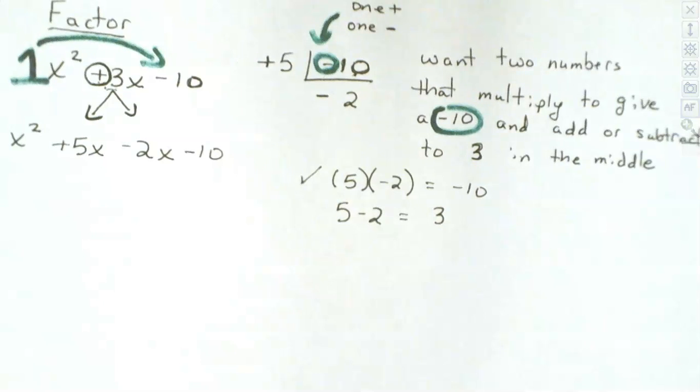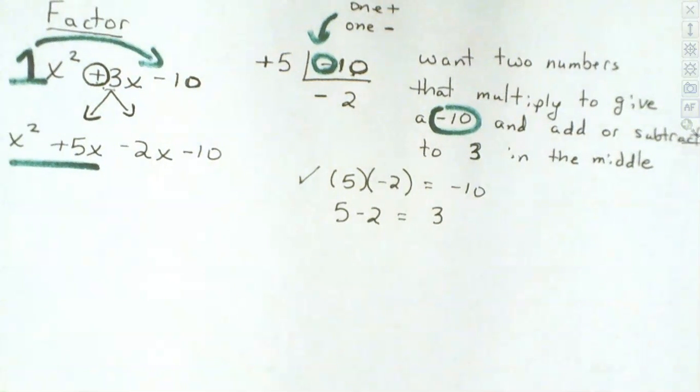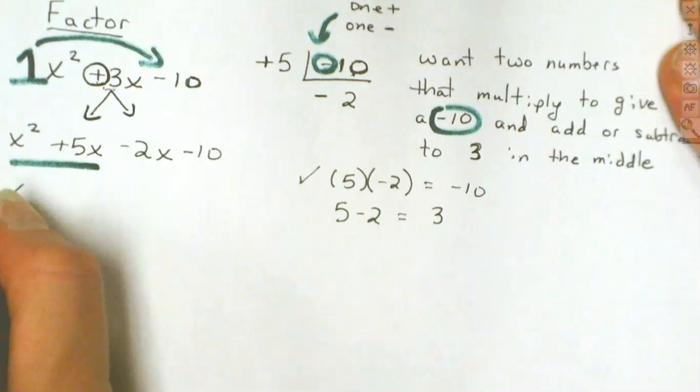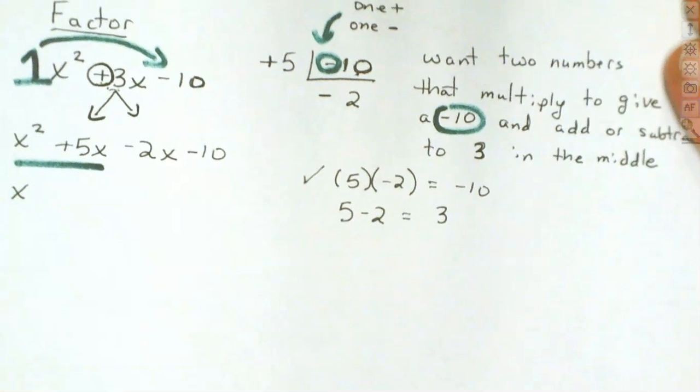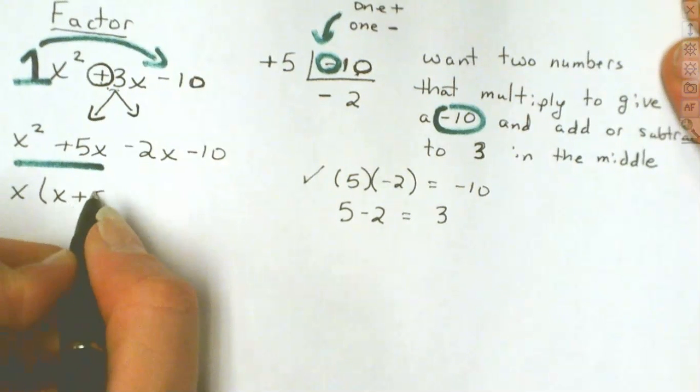Okay. Now we factor by grouping. We're now going to group the first two pieces together. What can I factor out of the first two pieces? These both have an x in common, so an x comes out. And what's left over? X plus 5.